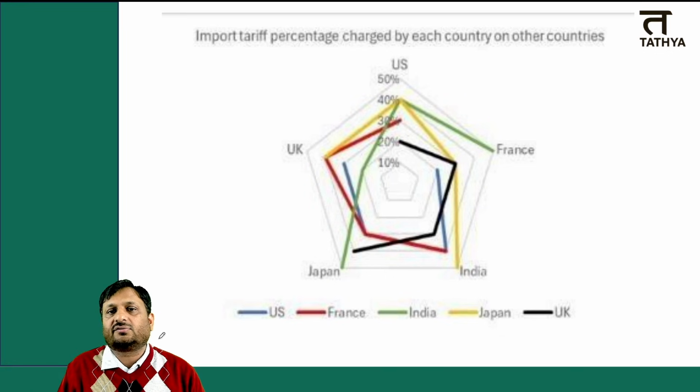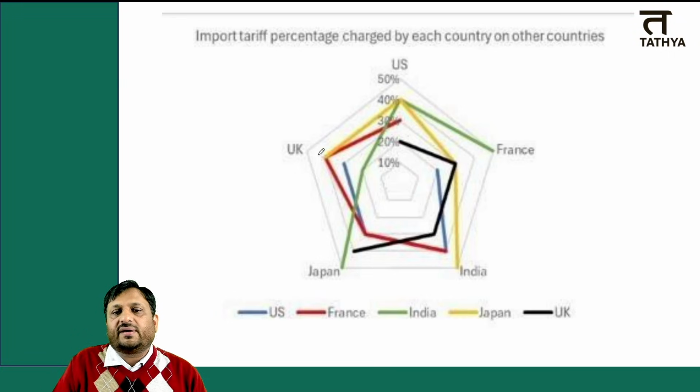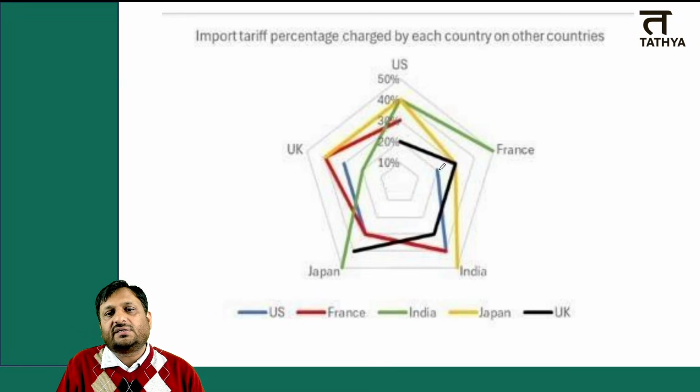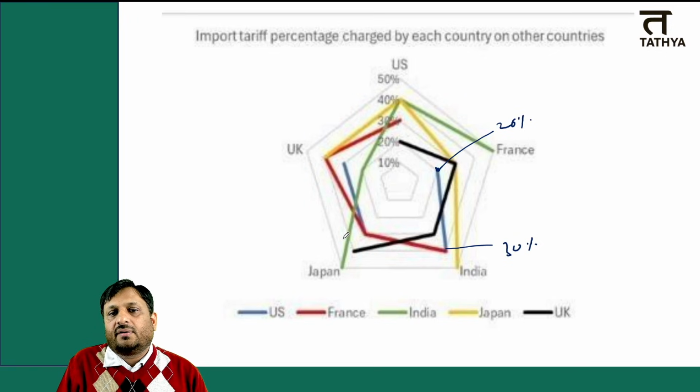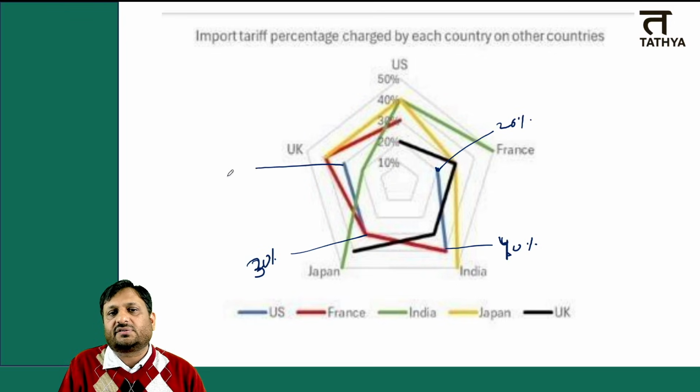For example, the question has already guided us that the US, which is the blue line, charges 20%, 40%, 30% and 30% tariff on France, India, Japan and UK. The US, the blue line, charges 20% on France, then 30% on India, then again 20% on... 40%, I guess, on India, then 30% on Japan and again 30% on UK.